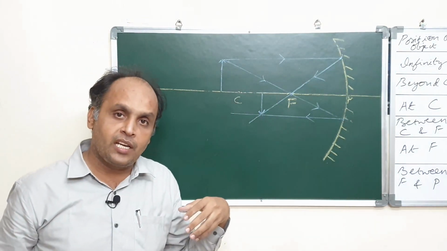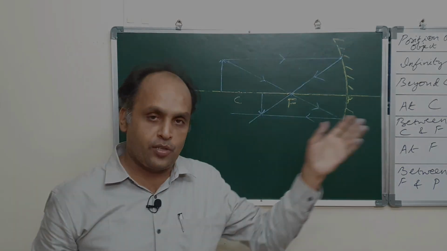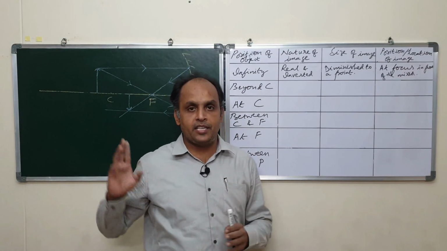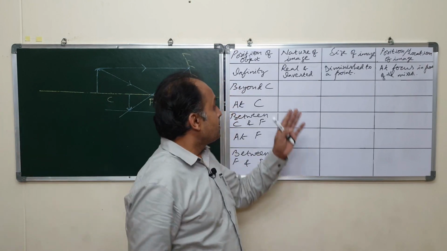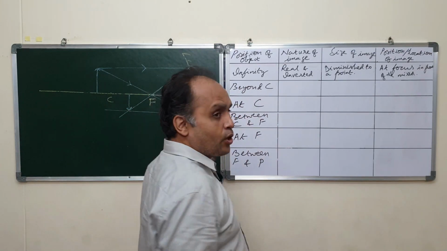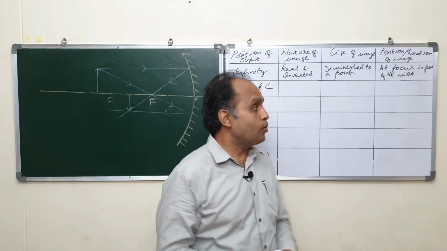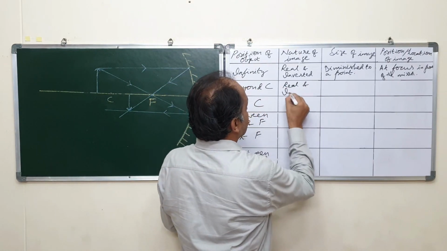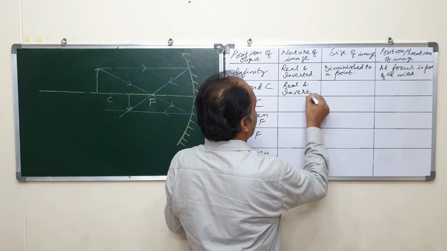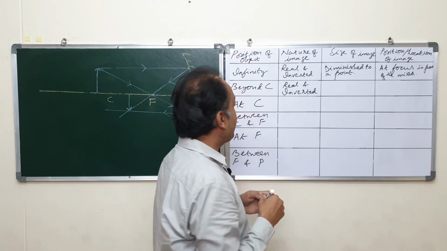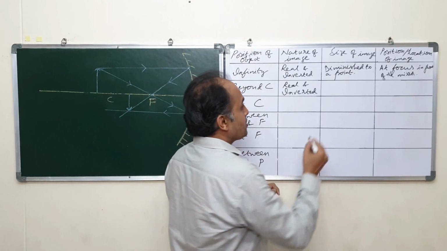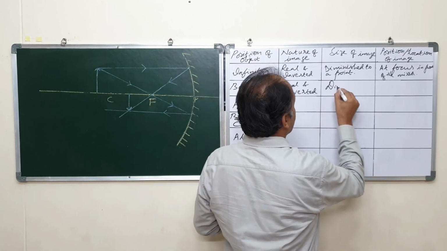Now we shall learn the characteristics of the image formed. So as I said, the object is beyond C. The rays of light are actually meeting over here, you can see. So the image is again real and inverted. And you can see it is not diminished to a point, but it is diminished, small size. So it is just diminished in size.